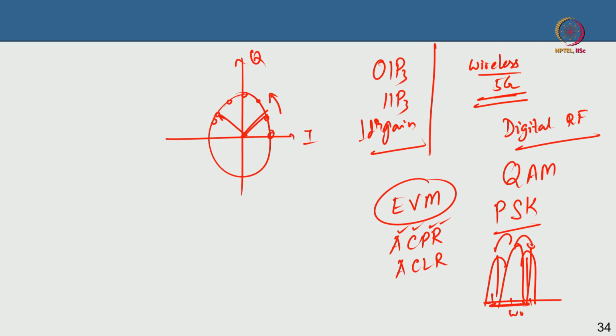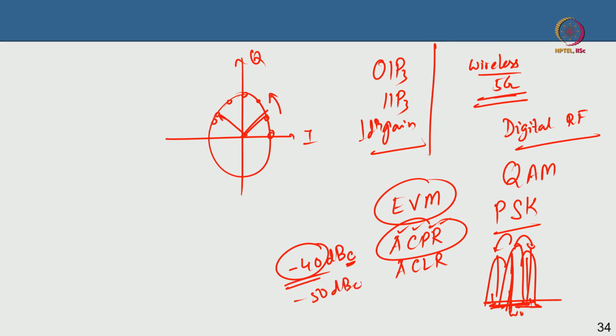So how much power you are leaking there is this quantity, and this quantity should be as low as possible. That means you are losing as little power as possible, and that is why it is expressed as something like say minus 40 dBc. C stands for carrier, with respect to the center frequency, at very closely spaced frequencies. Minus 40 dB is a reduction of 10 to the power minus 4 in the power in the nearby signal lobes. Minus 50 dBc is better than minus 40 dBc.